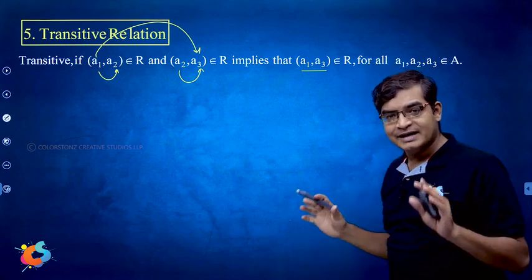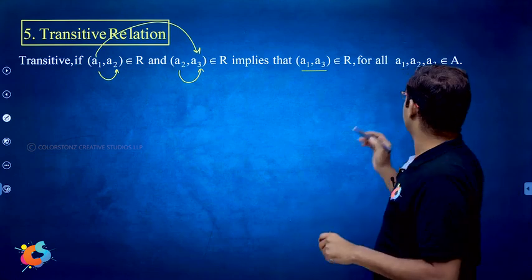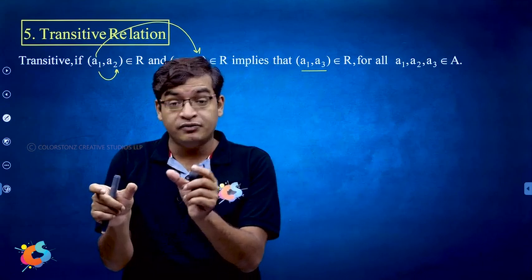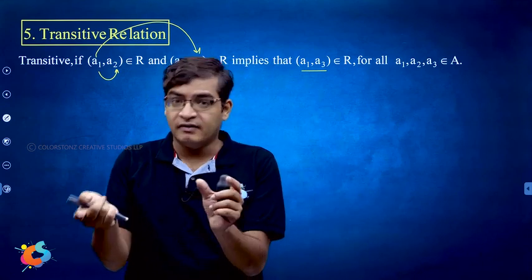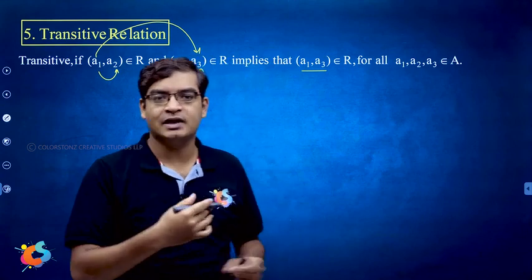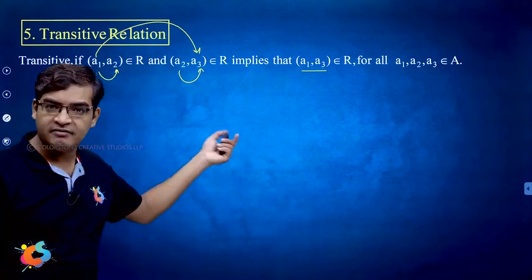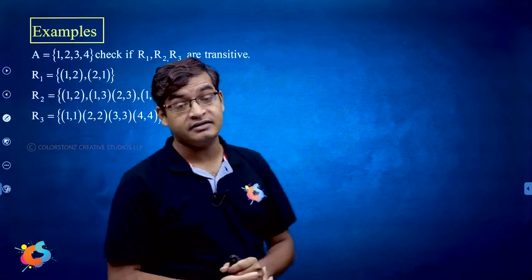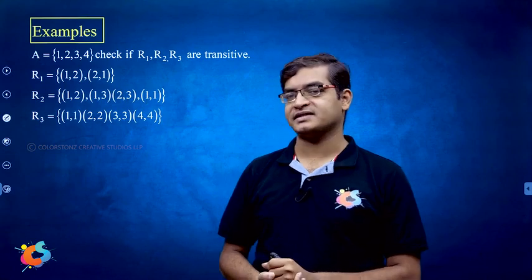That is what this relation is saying. So very simple. If you have (1, 2) and (2, 3), then (1, 3) should be there, right? That is how you should check also. You will understand while we are checking. So now here we have to see if these relations are transitive or not transitive.